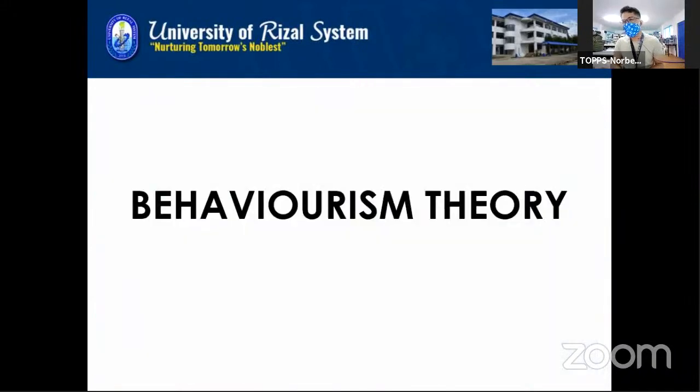If there's one thing that you really need to take into account when you hear the word behaviorism theory, it always has something to do with the environment. Okay? Kapag pinag-usapan yung behaviorism, it always has something to do with the environment. How does the environment affect one's development? The kind of environment where the child grows.